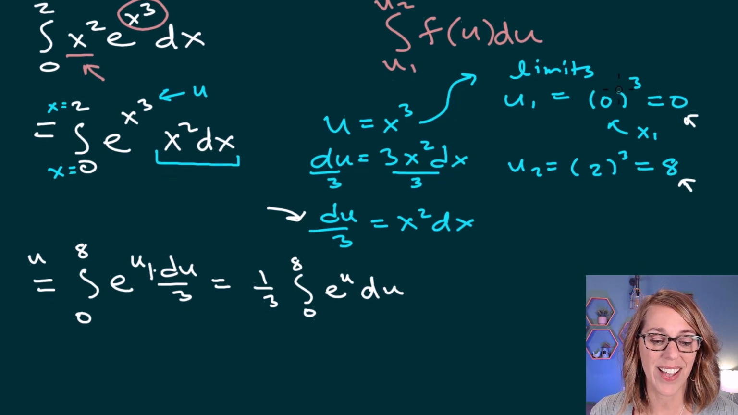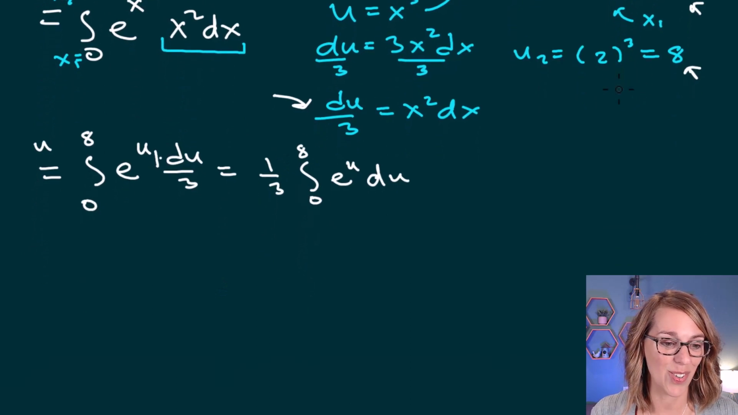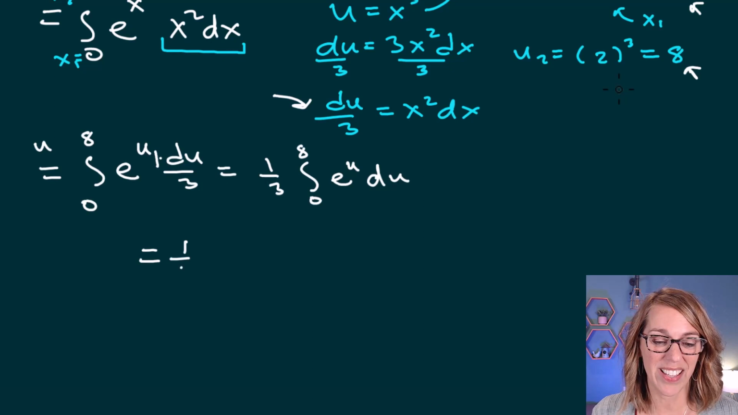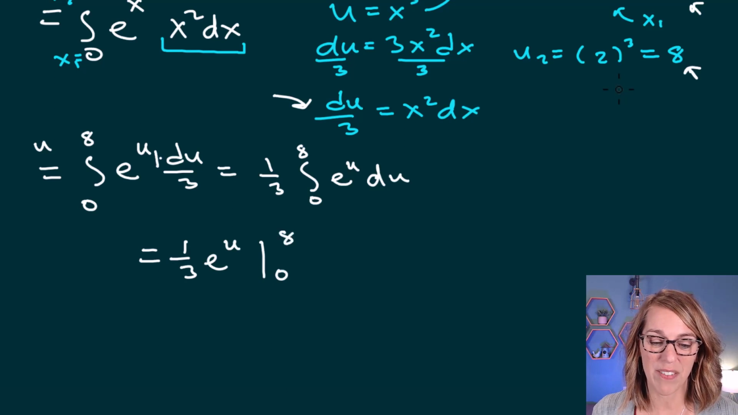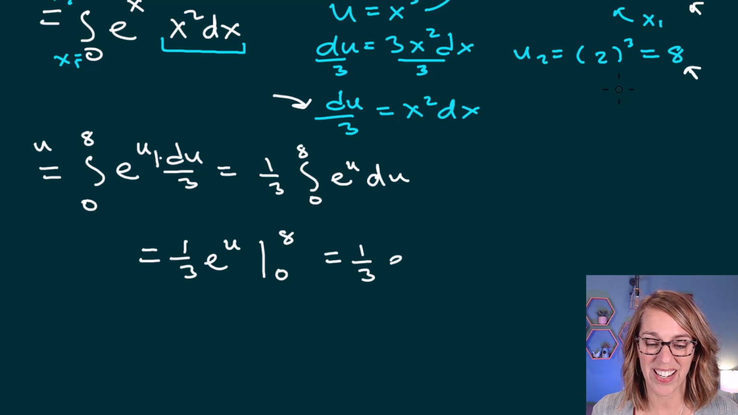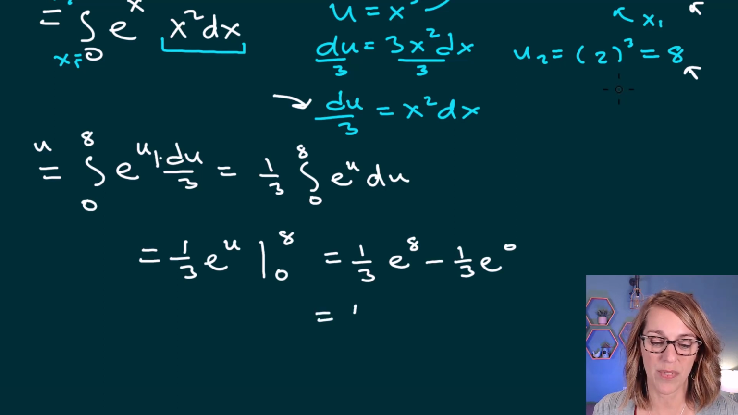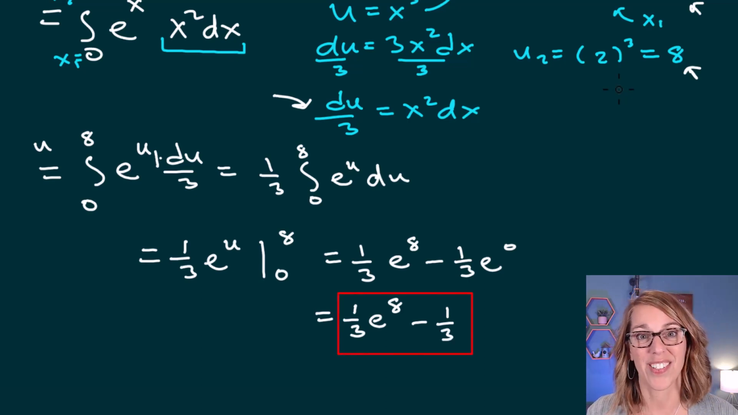Now I've got such a nice integral. So integrating this, I've got my 1/3, and then I take the integral of e to the u, which is just e to the u. I'm going to evaluate this antiderivative from 0 to 8. Plugging in 8 first, I get 1/3 e to the 8th minus 1/3 e to the 0 power, which we can write as 1/3 e to the 8th minus 1/3, and there's our answer.